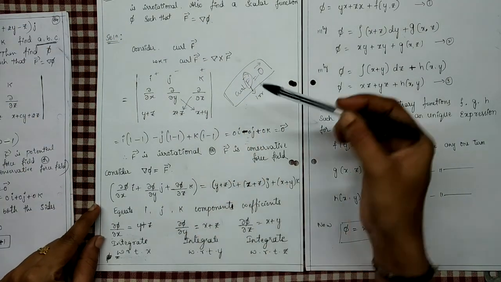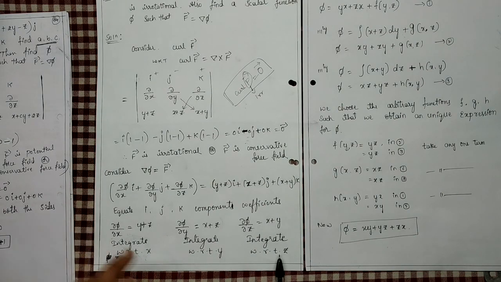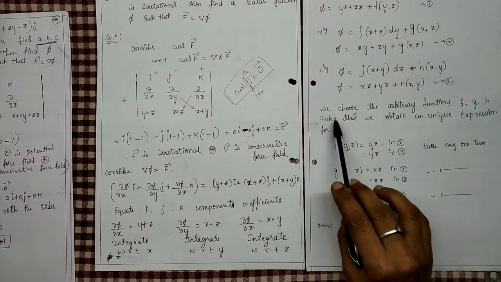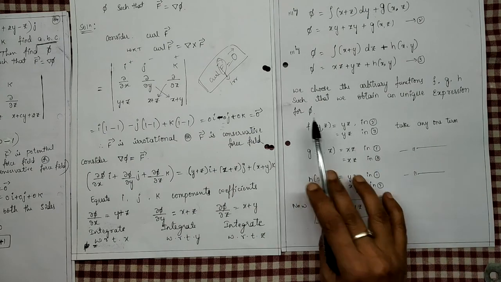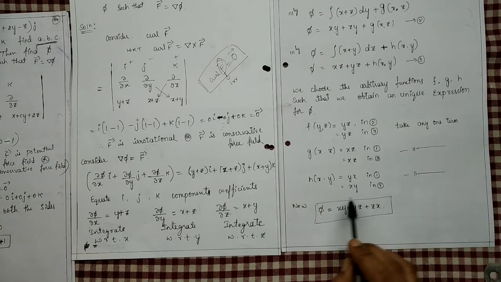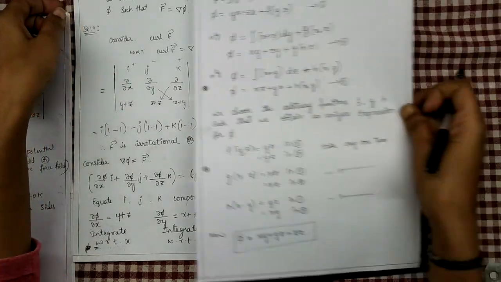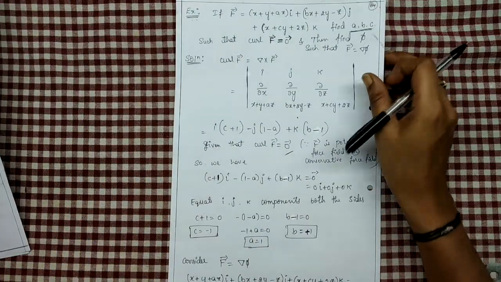Now, the steps, and here we have integrated with respect to x, with respect to y, with respect to z, and I explained these three equations 1, 2, 3. We have to choose the arbitrary functions f, g, h such that we obtain a unique expression for phi. I explained this also, and I told you how to construct this scalar function. Now, we'll go for the next example. It is similar to this example.